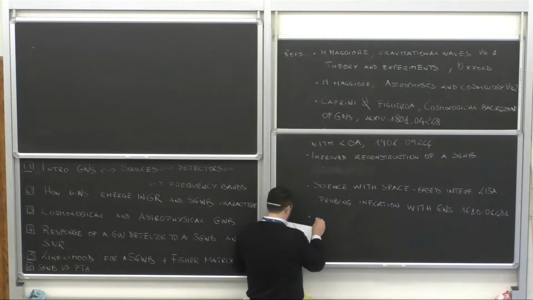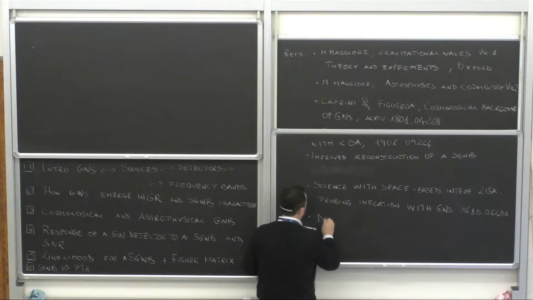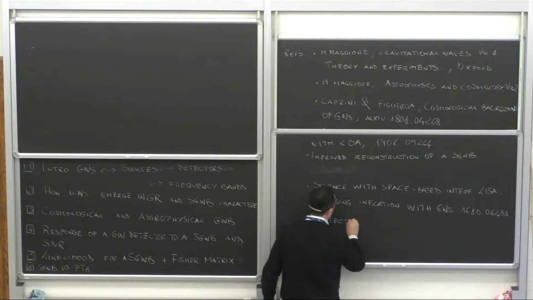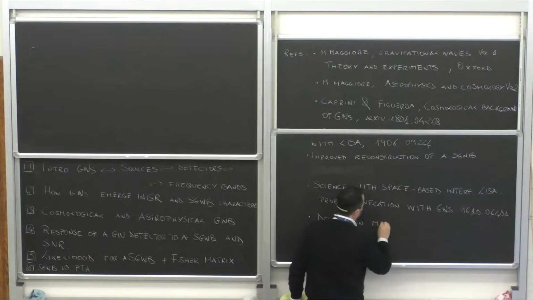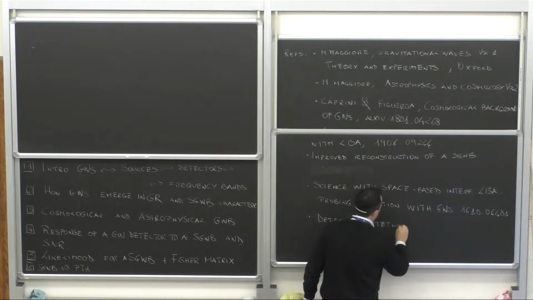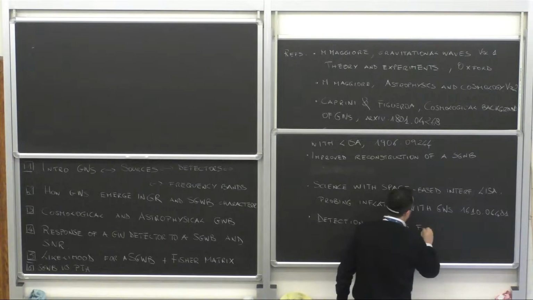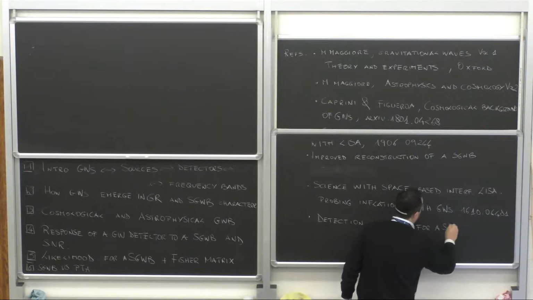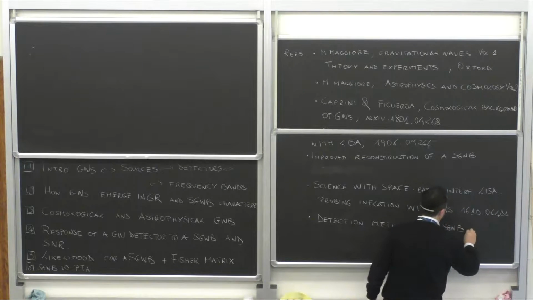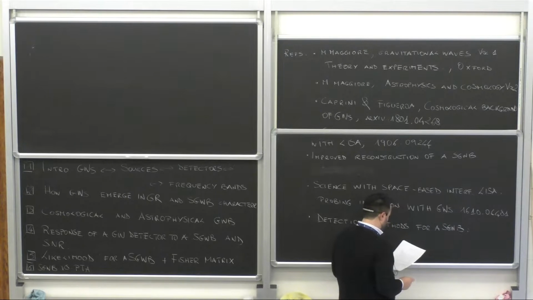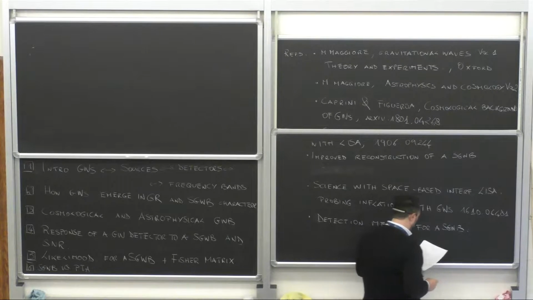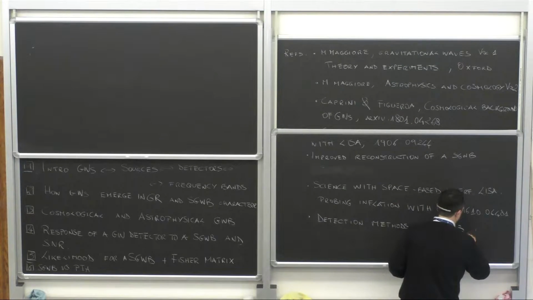And then you will have the review by Romano and Cornish, Detection methods for stochastic gravitational wave backgrounds. Romano and Cornish.